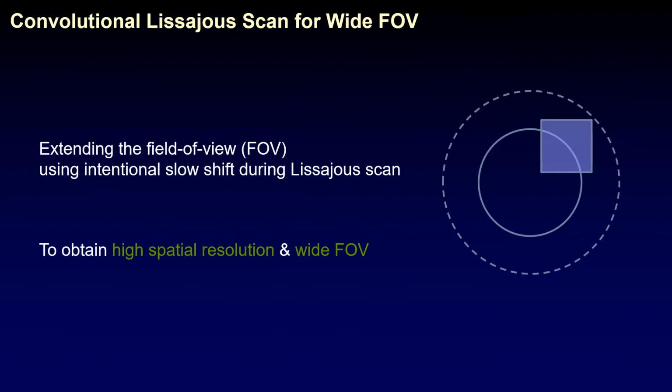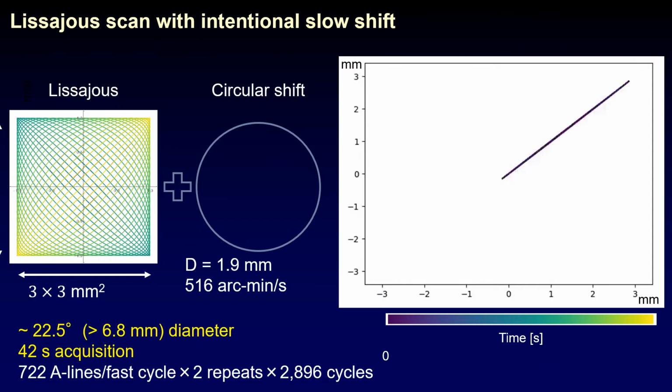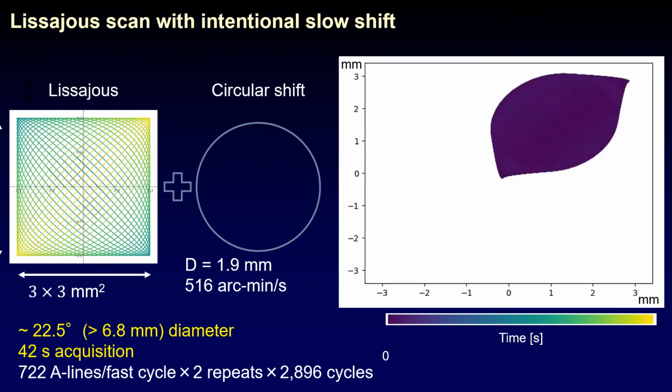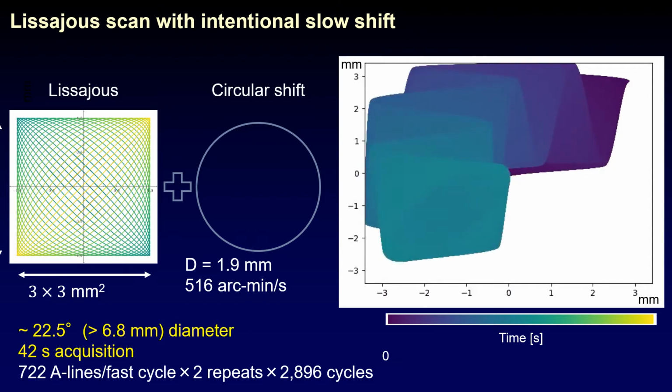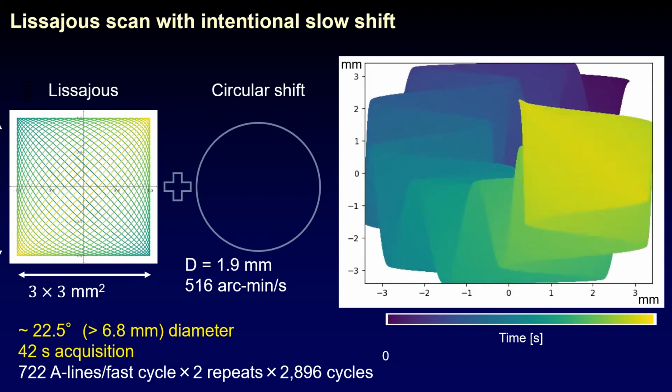We've introduced a new trick to extend the field of view of the Lissajous scan. Here, as performing the Lissajous scan multiple times, we simultaneously slowly drift the center of the scan. We denote this scan as the Convolutional Lissajous scan. In our particular implementation, the elementary Lissajous scan covers 3 × 3 mm region. As doing this narrow field Lissajous scan, the center of the Lissajous pattern slowly drifts along a circle. Here, the diameter of the circle is 1.9 mm.